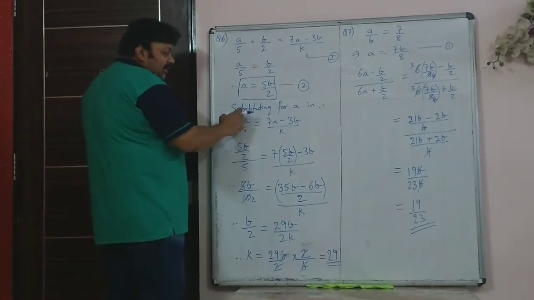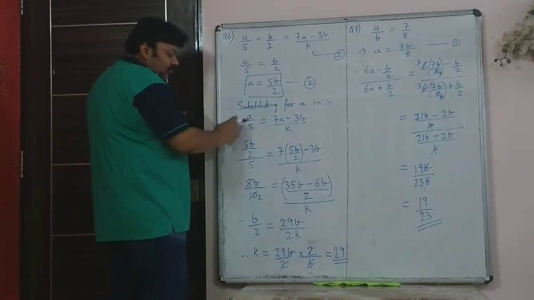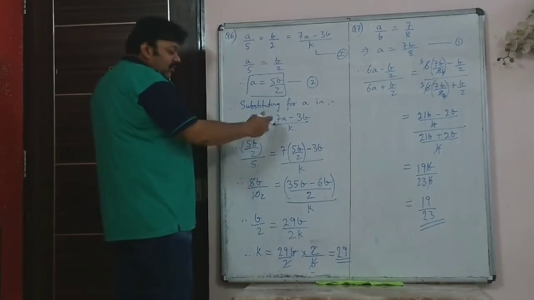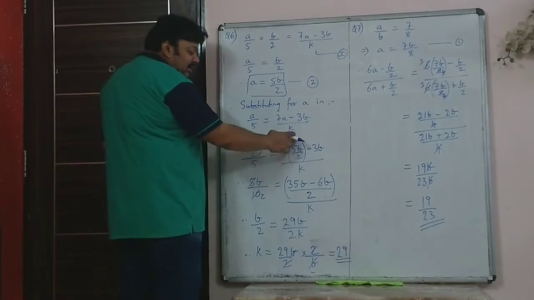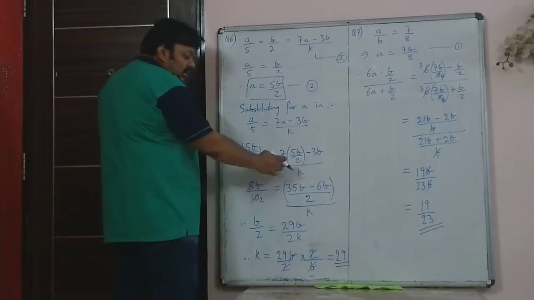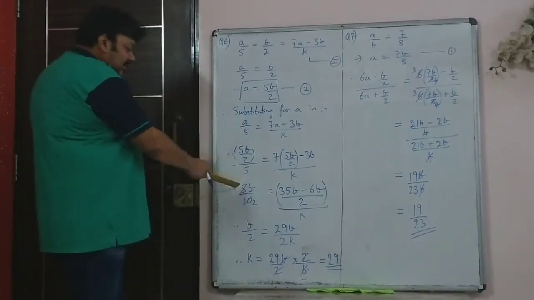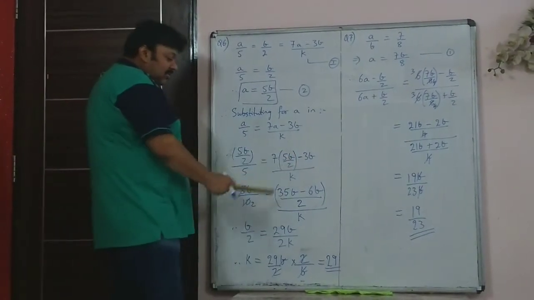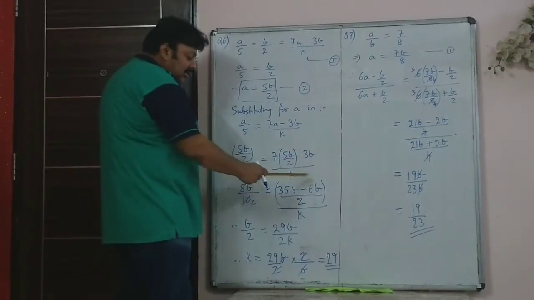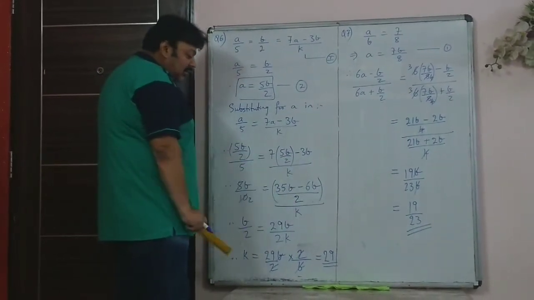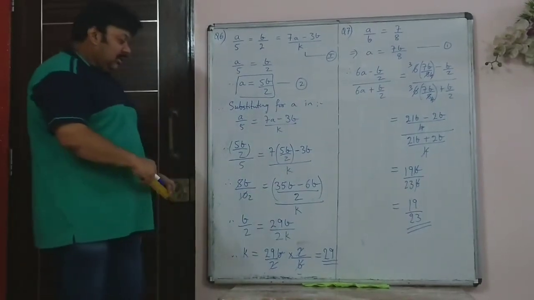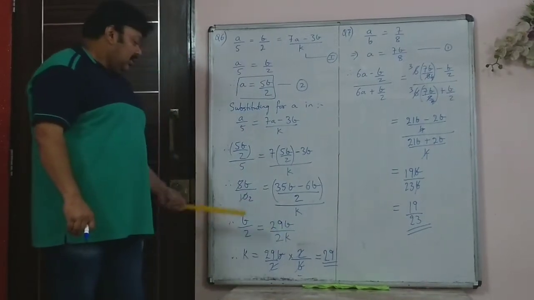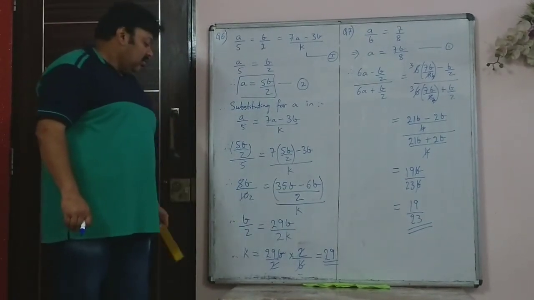So these two a's here I will write 5b by 2. So it becomes 5b by 2 the whole thing upon 5. So therefore, on the other side also it becomes 7 times 5b by 2 minus 3b upon k. So now this becomes 5b upon 10, 2 into 5, that is 10. And this becomes 35b. I have taken the LCM of the numerator. So minus 6b upon 2, the whole thing upon k. So this is whole thing upon 2. So now it will become 2k in the denominator and 29b in the numerator.